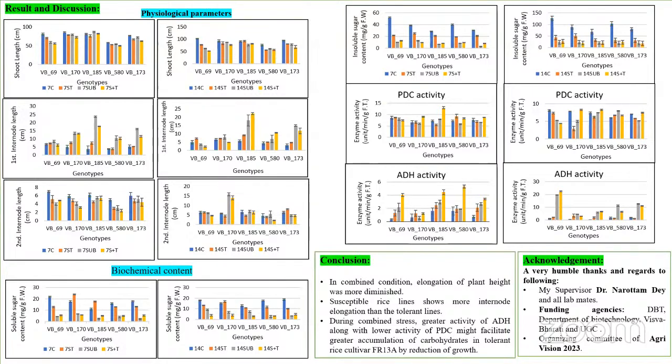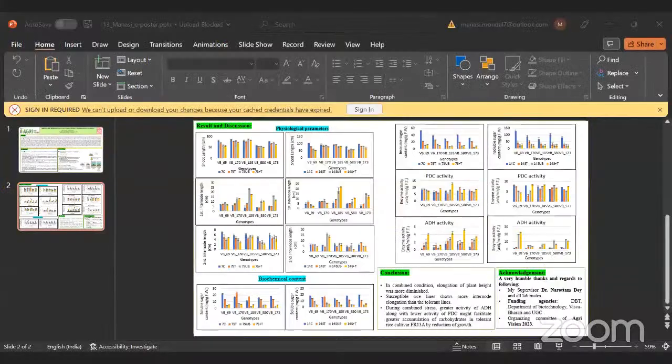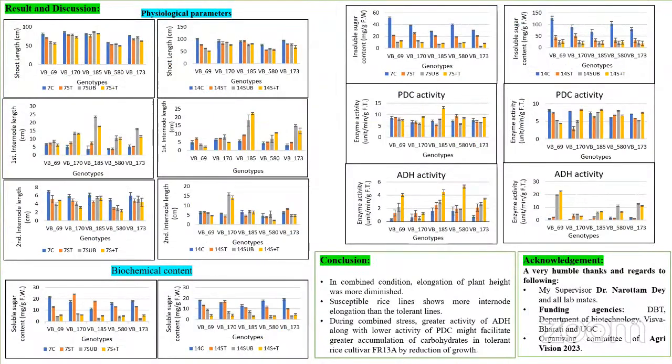Tolerant cultivars accumulate more soluble and insoluble sugar by reducing their growth compared to the susceptible cultivar. So total soluble and insoluble sugar shows significant positive association with survival percentage. On the other hand, elongation due to anoxia was significantly negatively associated with survival.